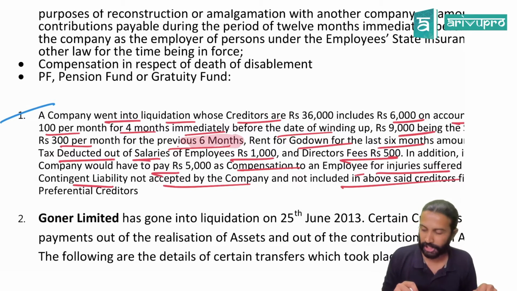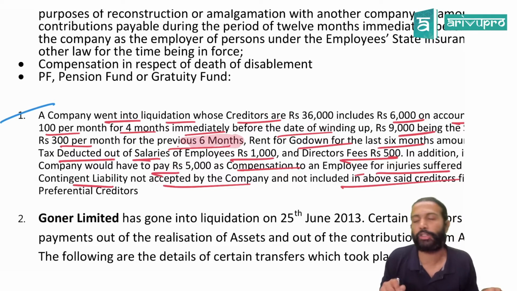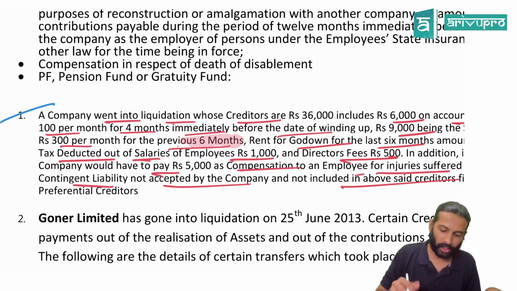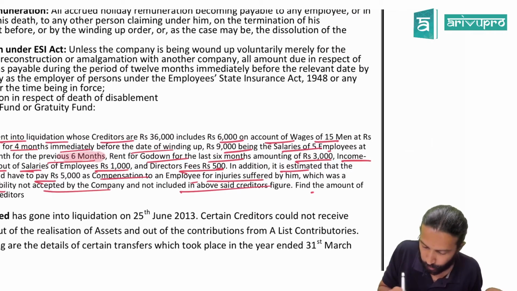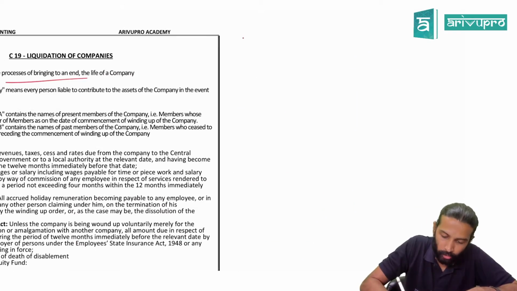Is workman compensation a preferential creditor? Have I given it as per the Companies Act? Yes. So is this 5,000 also a preferential creditor? Very much yes. Manageable. So those are your preferential creditors. That's what they're asking you to find out: the amount of preferential creditors. Can we quickly write it off? Question number 1 ka solution.